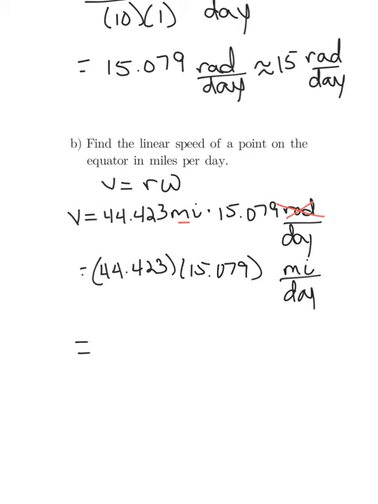And if you do that calculation, you get 669.9 miles per day. But remember, we are rounding to the whole number, so this would be 670 miles per day.